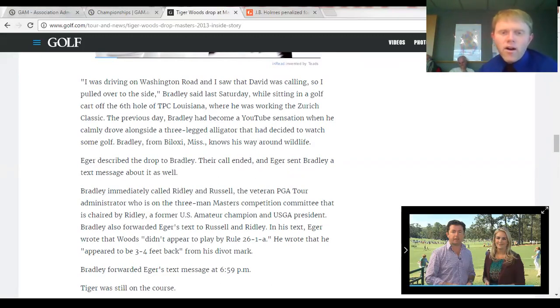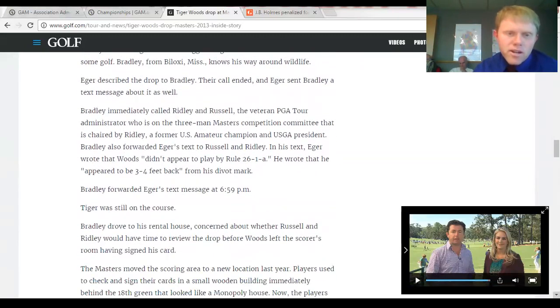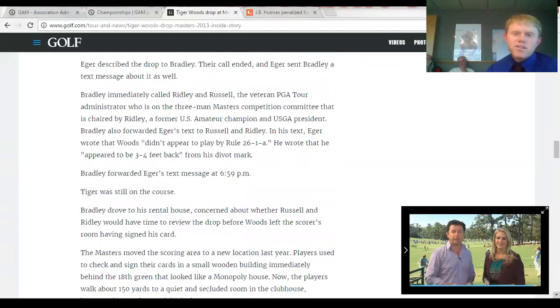Over the phone, their call ended, and Eager sent Bradley a text message about it as well. Bradley immediately called Ridley and Russell, the veteran PGA Tour administrator who is on the three-man Masters competition committee that is chaired by Ridley, who is a former USGA amateur champion and USGA president. Bradley also forwarded Eager's text to Russell and Ridley. In his text, Eager wrote that Woods didn't appear to play by Rule 26-1a. He wrote that he appeared to be 3 to 4 feet back from his divot mark.